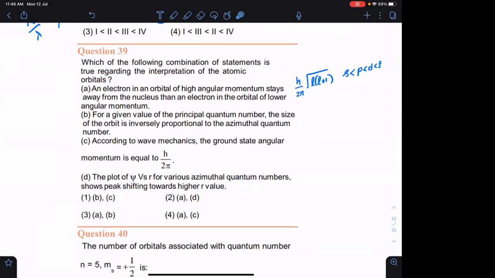So first statement, is that a true statement? Everyone please answer. Is the first statement true? Yes, sir. True. Okay. Second, for a given value of principal quantum number, the size of the orbit is inversely proportional to the azimuthal quantum number. अभी orbit का there is no question of orbit only.